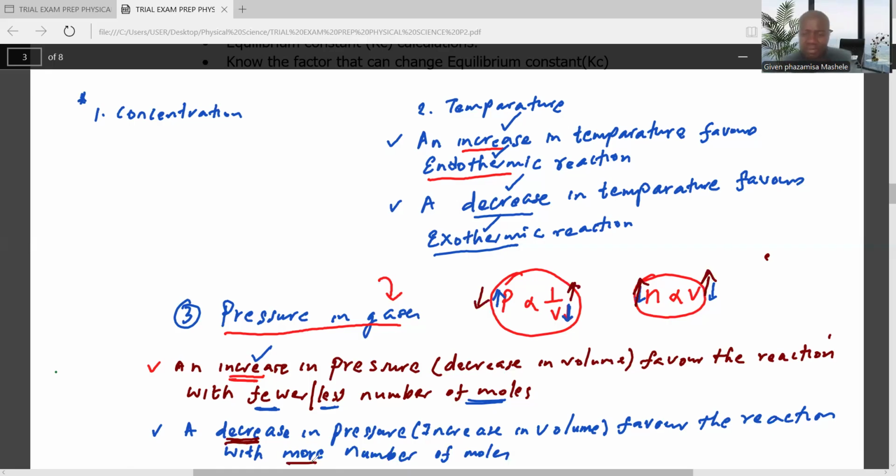This is according to Le Chatelier's principle. So in the exam, you need to be able to say: increase pressure, favor the side that has fewer number of moles. Decrease pressure, favor the side that has more number of moles. Very, very important.